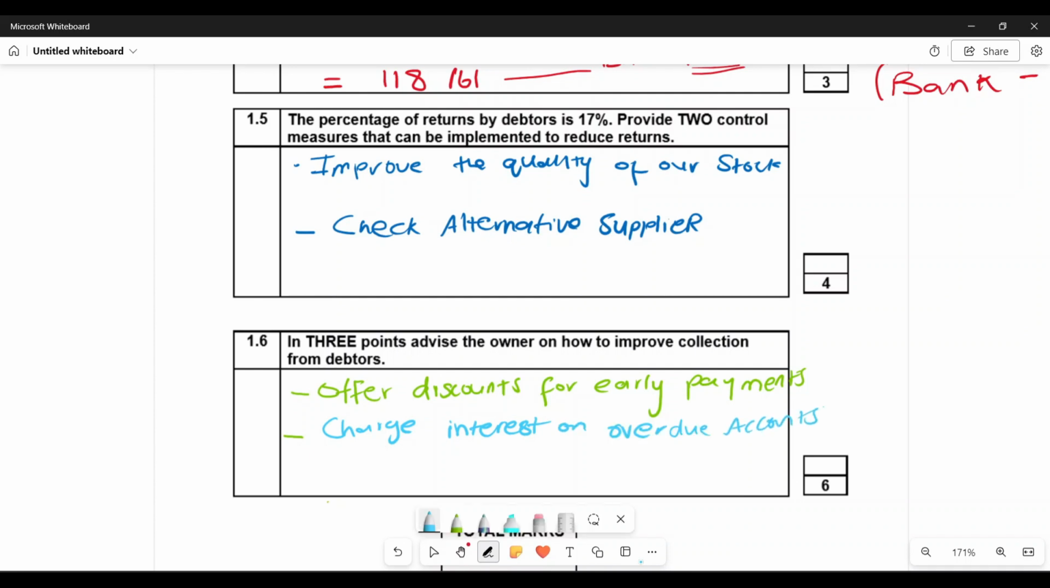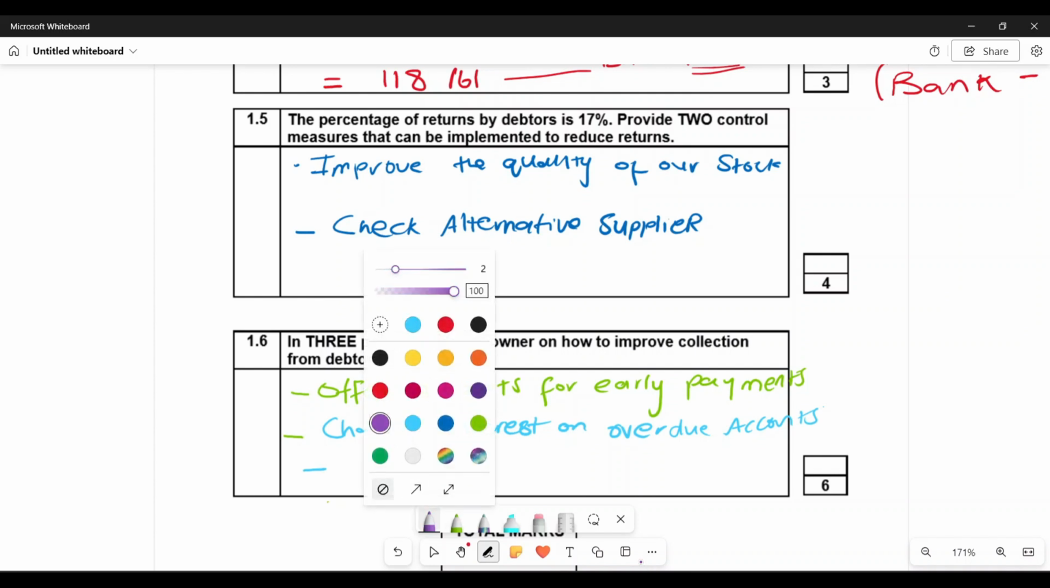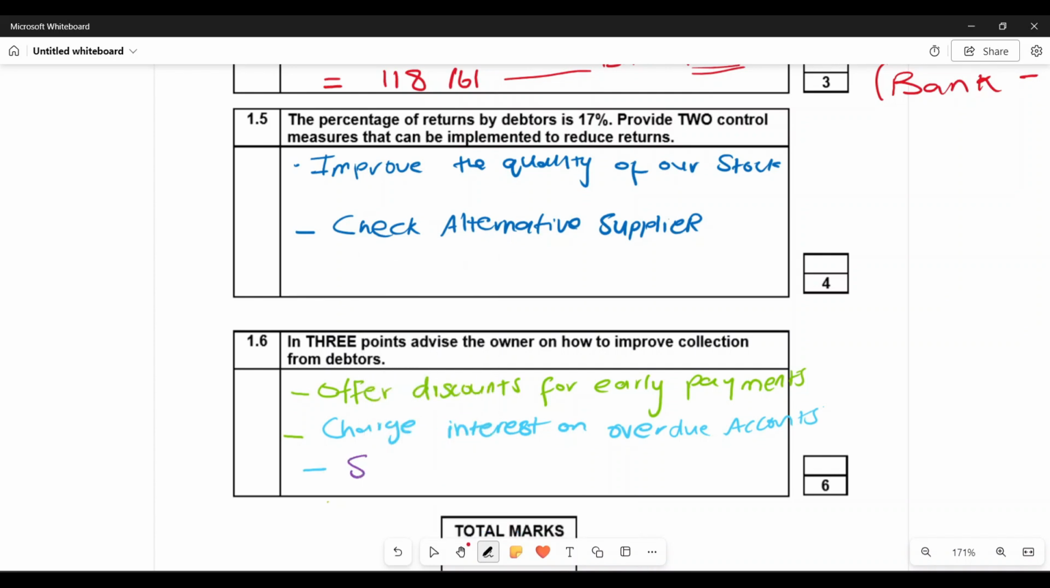And lastly, you can send reminders, right? Because some may genuinely forget. So always make sure that you send reminder emails or send reminders. So, for example, if they are supposed to pay on the 20th of every month, at least maybe 5 days or 3 days before, on the 17th or the 18th, try to send them a reminder, right? Also, that reminder must include the amount that they would need to pay, right? So, send reminders. So, these are the three possible points that the owner could use in order to improve collection from debtors.